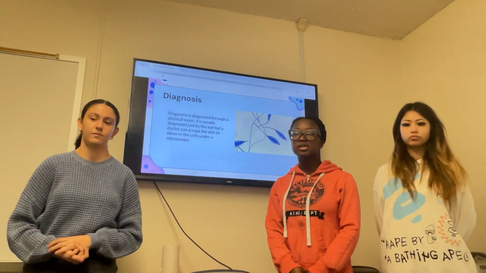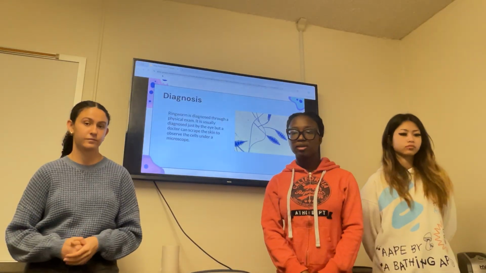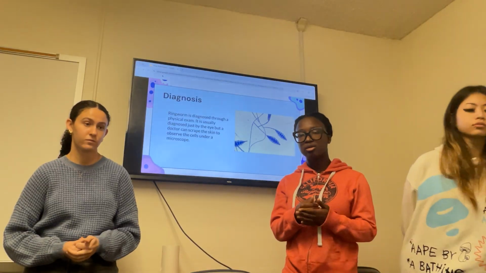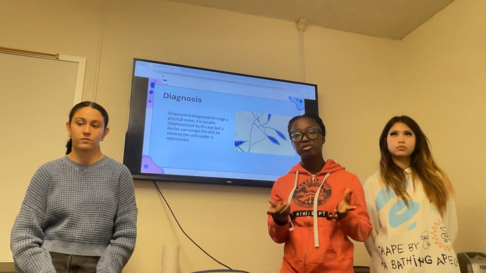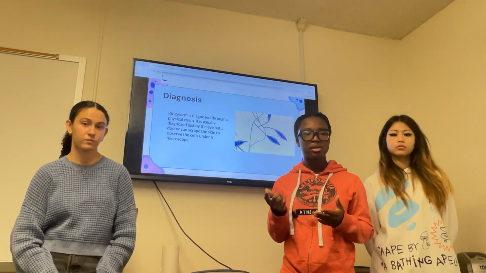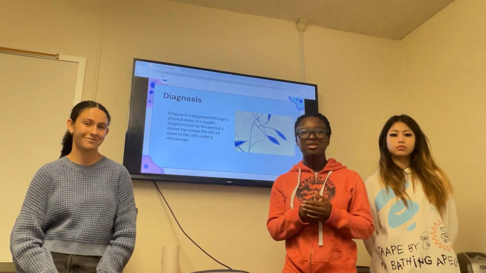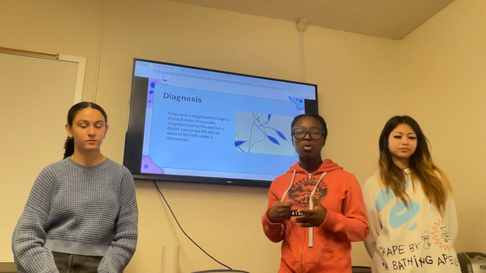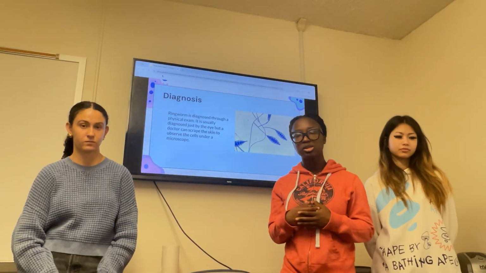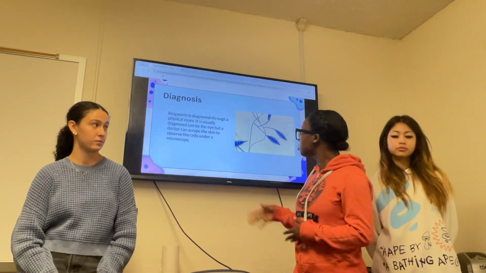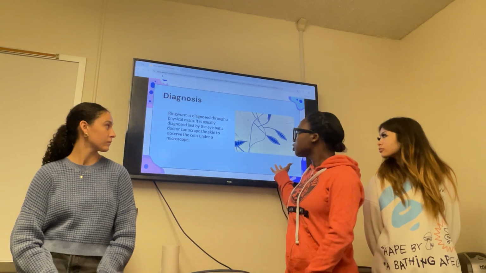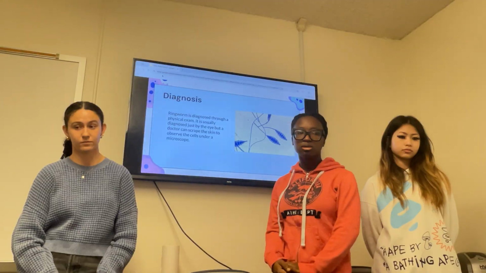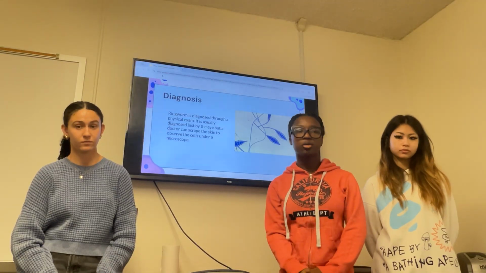Okay, so for diagnosis, tinea is usually very noticeable based on its circular rash and the redness. So usually it's just diagnosed through a physical exam, just by seeing it. Or the doctor can scrape the skin and observe the cells under a microscope. Under the microscope, this is what the tinea fungi looks like. If the doctor, or whoever is researching it, sees this under the microscope, they can then make the diagnosis that it is actually ringworm.